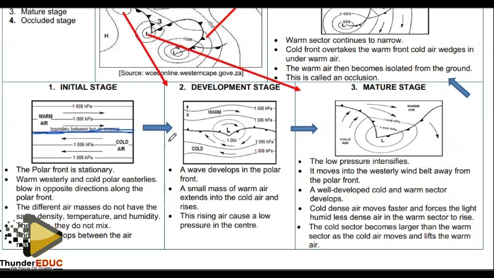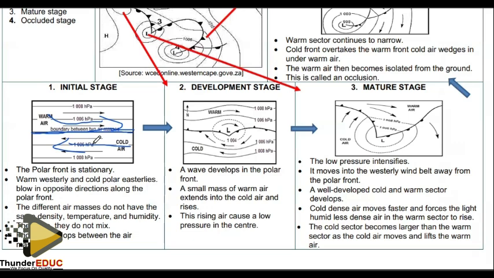It is a fixed boundary which is splitting those two air masses. So the warm air is going in that direction and the cold air is going in that direction. They are squeezing past each other along a stationary polar front. That is the first stage.